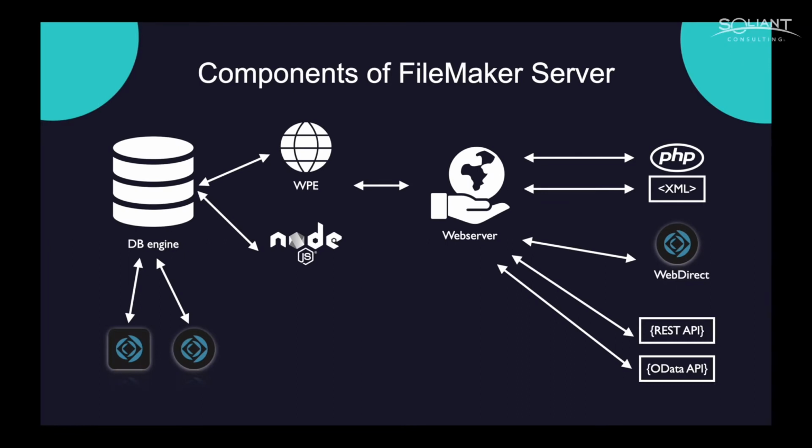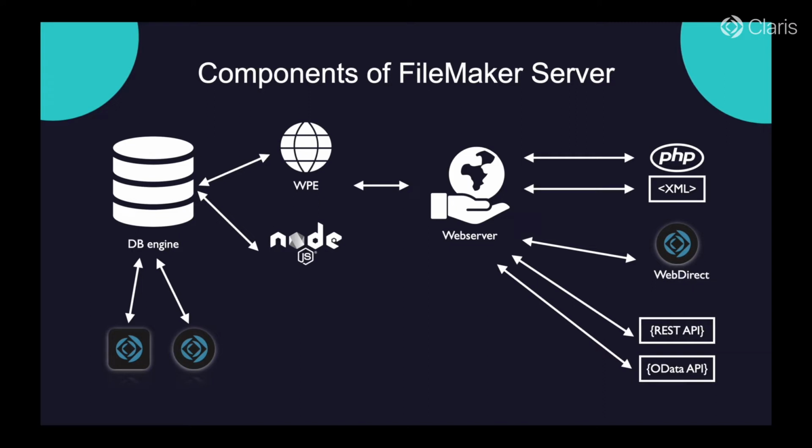So the components of FileMaker Server are roughly like I've put on this chart. At the core we have the database engine. This is where the Draco engine sits. That is the secret sauce of the FileMaker platform. This is the engine that does the magic for FileMaker. It serves directly to the FileMaker clients on FileMaker Go and FileMaker Pro.